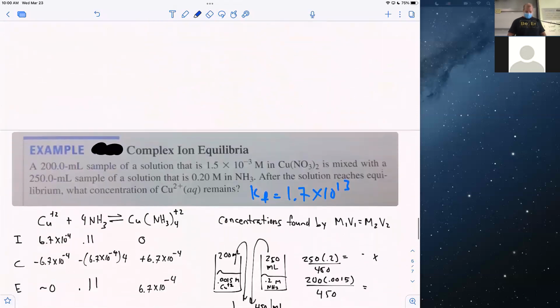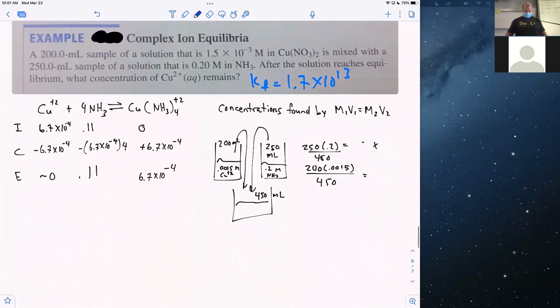So let's do a problem with this. Complex ion equilibria. A 200 milliliter sample solution that's 1.5 times 10⁻³ molar in copper nitrate is mixed with a 250 milliliter sample solution that is 0.2 molar in ammonia. After the solution reaches equilibrium, what is the concentration of copper +2 that originally remains? The copper +2 probably is complexed with water, but we ignore that for now.